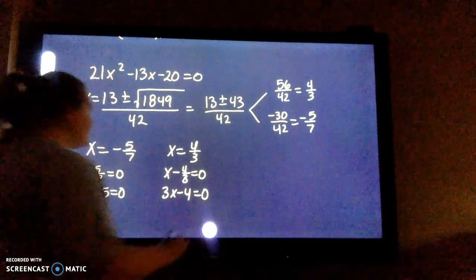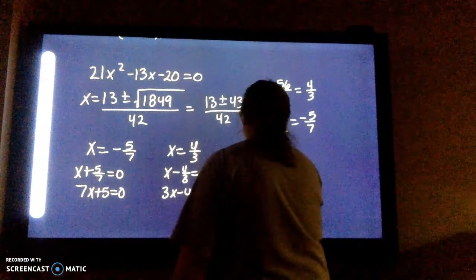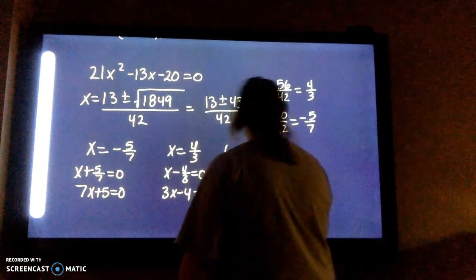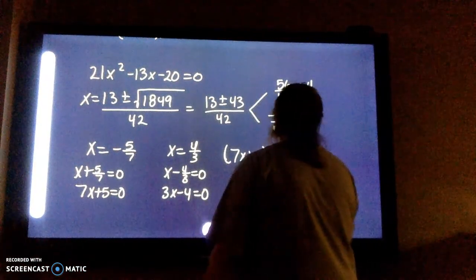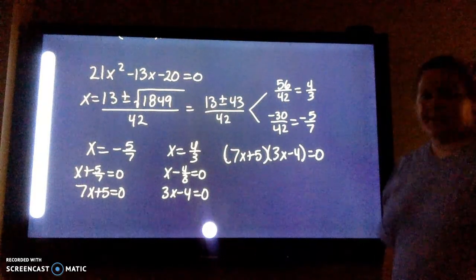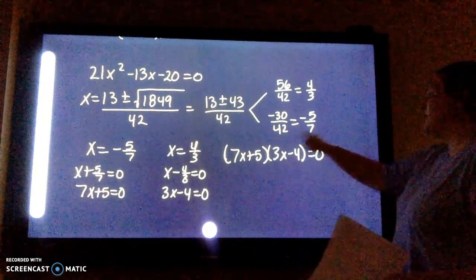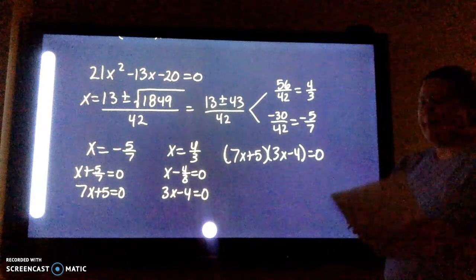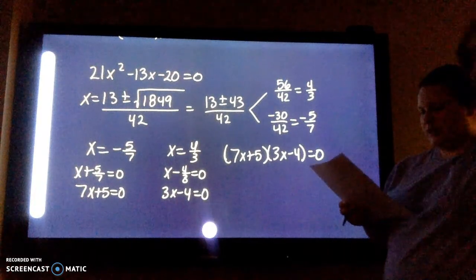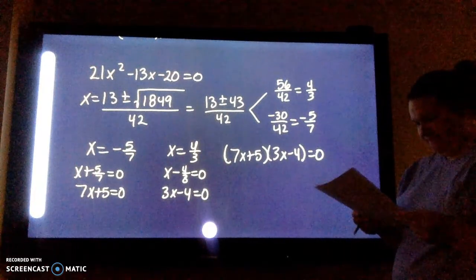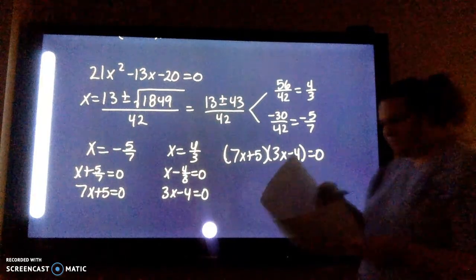And my two factors are 7x plus 5 times 3x minus 4, and that's all set equal to 0. If you wanted to, you could go ahead and FOIL that out, and it's going to come out to be the 21x squared minus 13x minus 20. Okay?